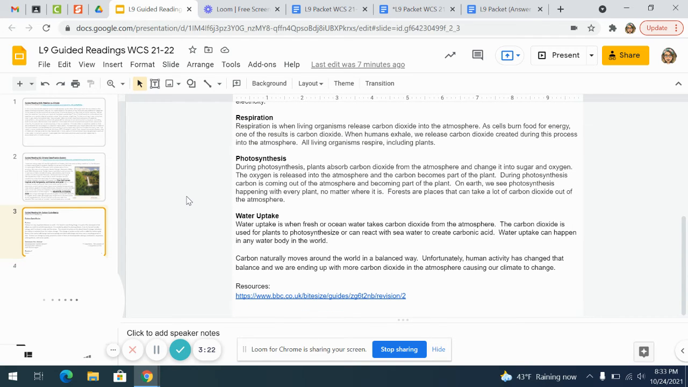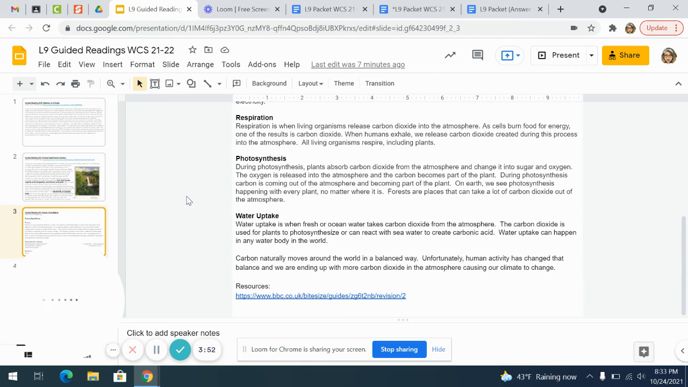Moving to photosynthesis. During photosynthesis, plants absorb carbon dioxide from the atmosphere and change it into sugar and oxygen. This oxygen is released into the atmosphere, and the carbon becomes part of the plant. During photosynthesis, carbon is coming out of the atmosphere and becoming part of the plant. On Earth, we see photosynthesis happening with every plant, no matter where it is. Forests are places that can take a lot of carbon dioxide out of the atmosphere.